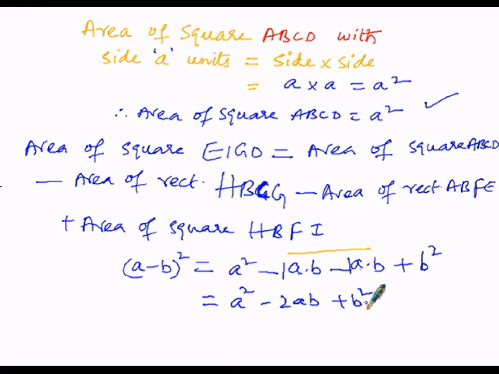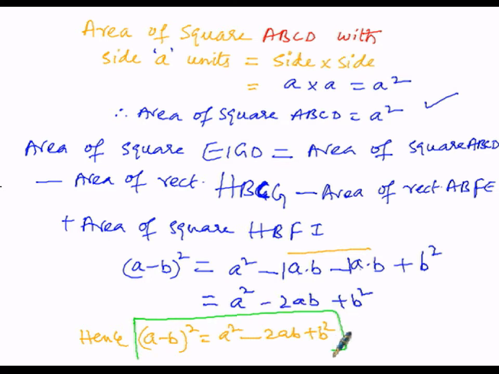So in this manner, hence I got A minus B whole square as A square minus 2AB plus B square. So in this manner, we have proved the third identity, that is A minus B whole square equals A square minus 2AB plus B square by means of geometrical proof.